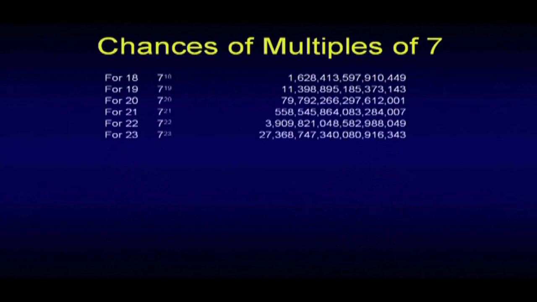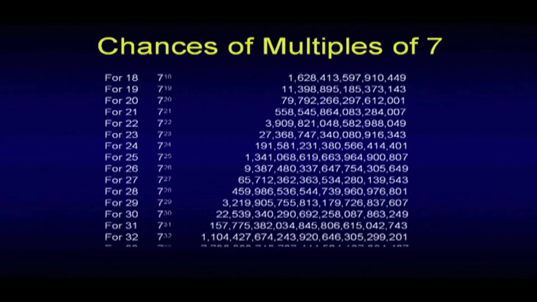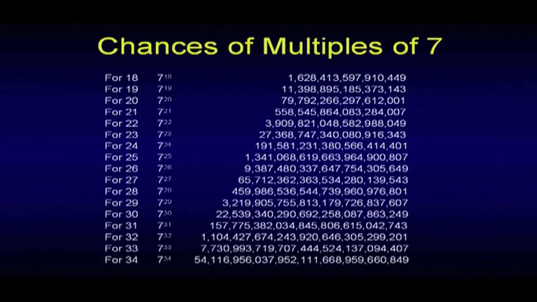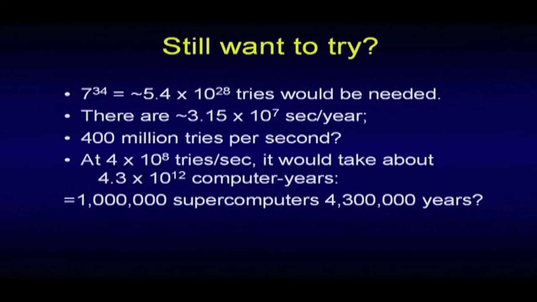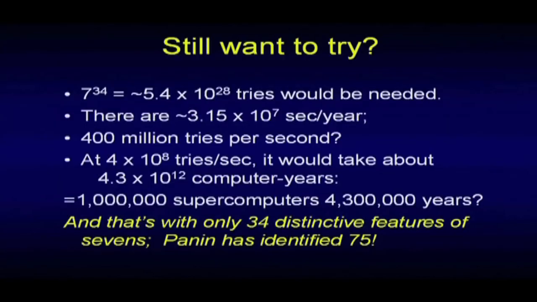So if we go down here, it turns out that to have that happen accidentally is an awfully big number. Awfully big number. And you say I'm exaggerating. Panin didn't discover 34. He discovered 75. I stopped here because you'll see it gets ridiculous. If I gave you a million supercomputers and gave you 4.3 million years to do it, you might have a chance of having this happen by accident. And that's with only 34 distinctive features of sevens. Panin has identified 75 of them.